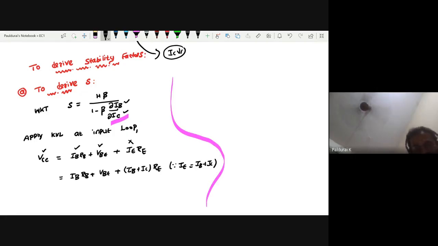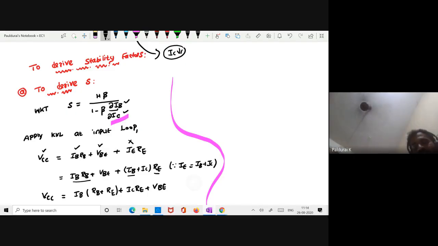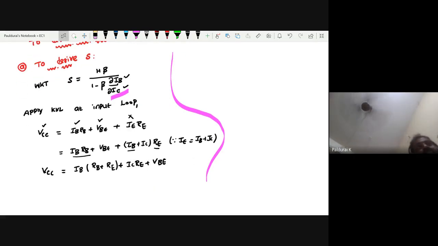So now take IB as common. Here you have RB and here you have RE. So (RB plus RE) times IB, plus IC times RE, plus VBE, equals my VCC. What I actually want to find is the change in IB with respect to IC.